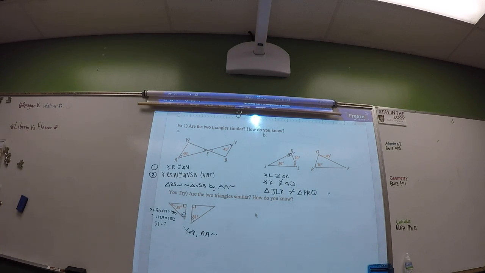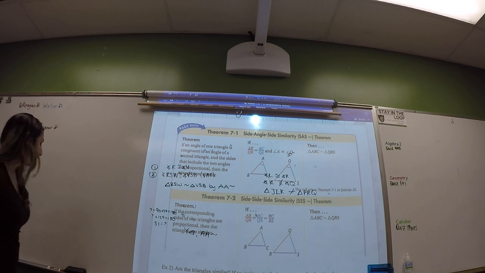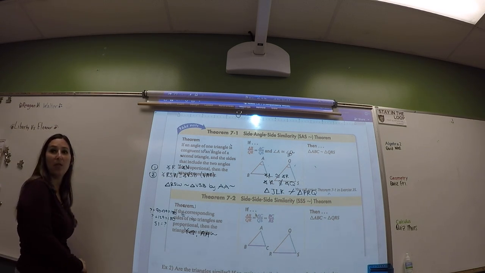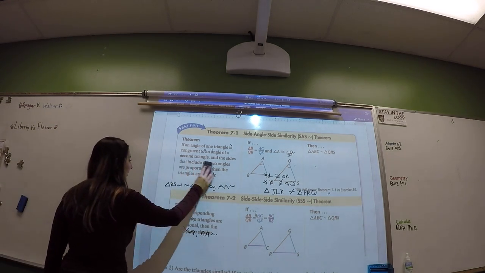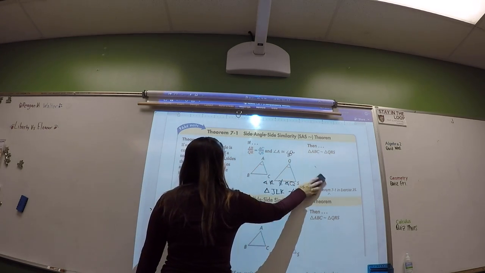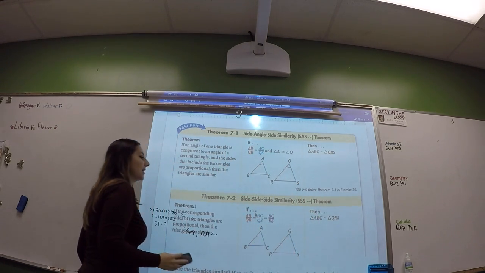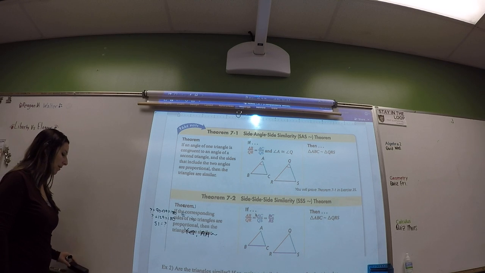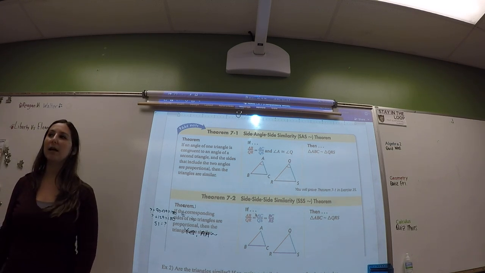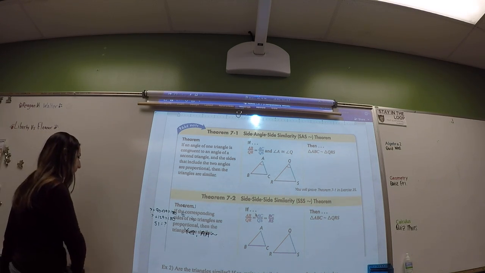Good. Now there are more theorems. One is called the side angle side similarity theorem, and one is called the side-side-side similarity theorem. And again, these only apply to triangles. These do not apply to other shapes.